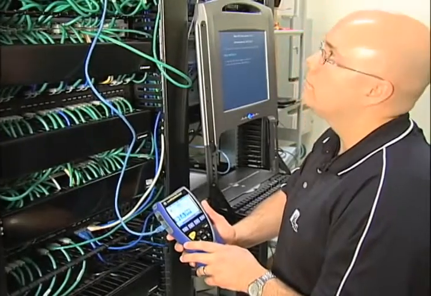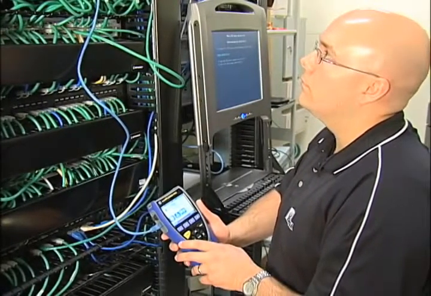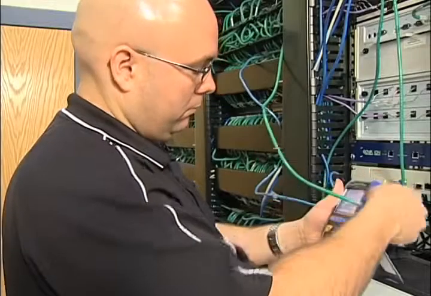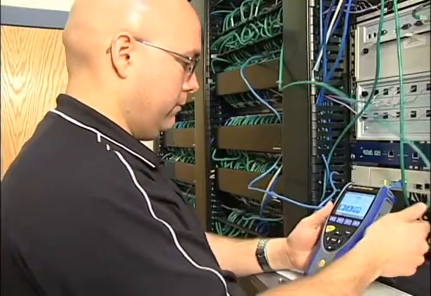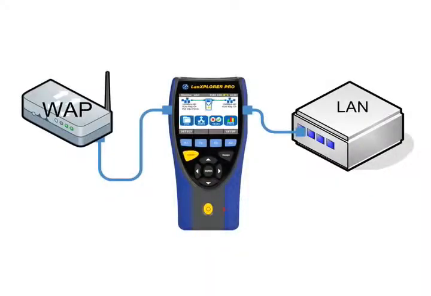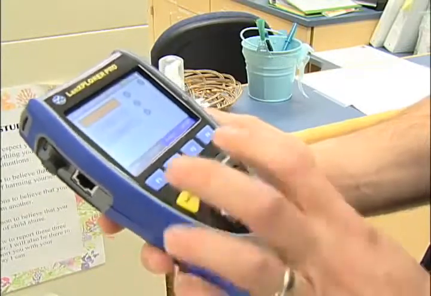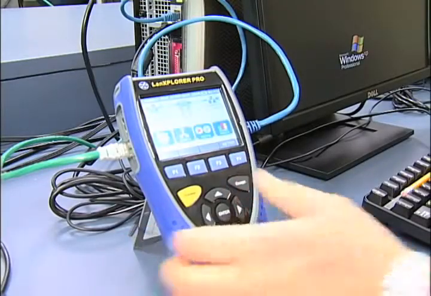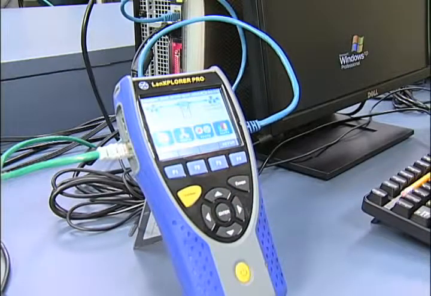The traffic seen by Lan Explorer depends on where it is placed in the network. Putting it in line between the Internet router and the LAN will allow it to see all Internet traffic coming in and out of the network. Placing it between a wireless access point and the network will let it see all the wireless activity on that AP. Placing it between a PC and the network will allow it to diagnose issues that may be preventing that computer from connecting to the network.